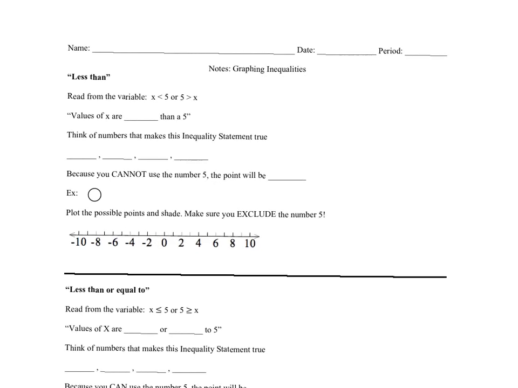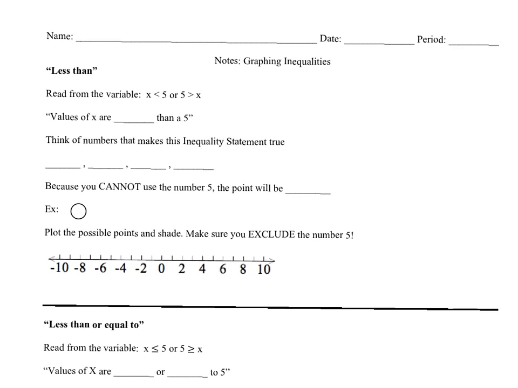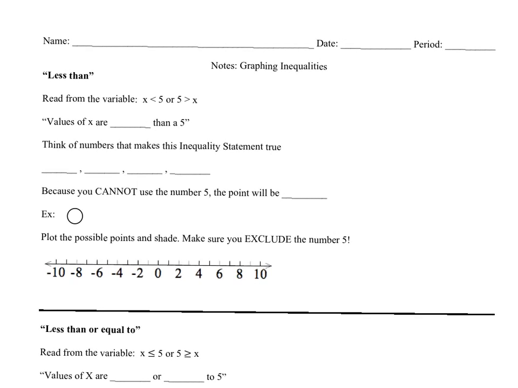Okay, so graphing inequalities with less than. You would read that as less than. You're always going to read it from the variable. That's going to help you graph it. So here I would say x is less than 5. The values of x are less than 5.